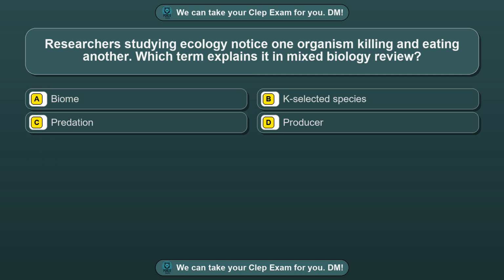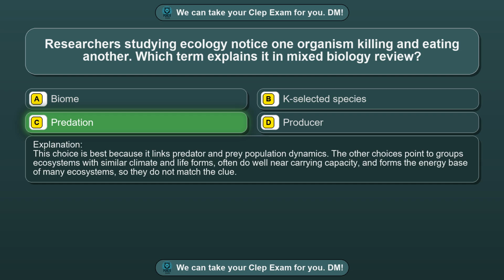Question 63. Researchers studying ecology notice one organism killing and eating another. Which term explains it in Mixed Biology Review? Option A, biome. Option B, K-selected species. Option C, predation. Option D, producer. The correct answer is option C, predation. This choice is best because it links predator and prey population dynamics. The other choices point to groups ecosystems with similar climate and life forms, often do well near carrying capacity, and forms the energy base of many ecosystems, so they do not match the clue.